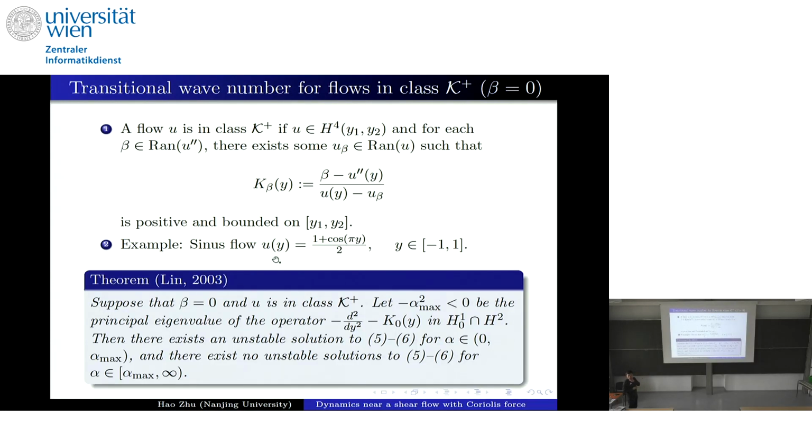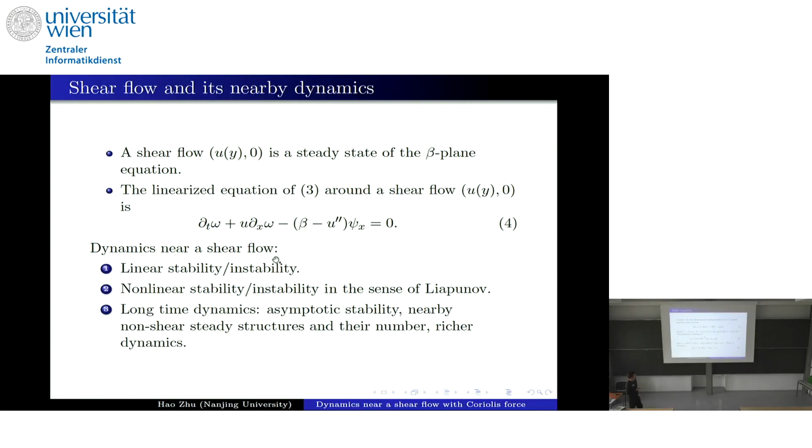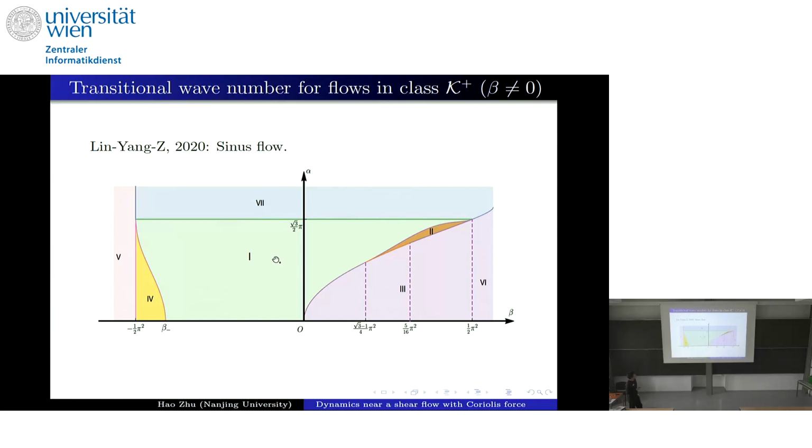And beta is in the first equation. It is due to the Coriolis force, in the case where beta is not 0. Actually, Guo has numerically found that the unstable eigenvalue mainly lies in region I, in this region.